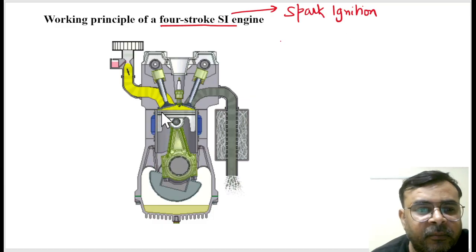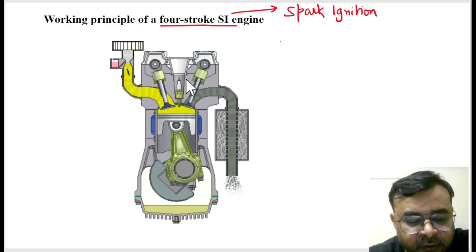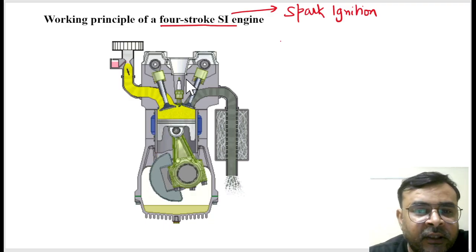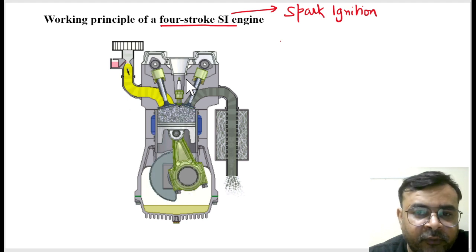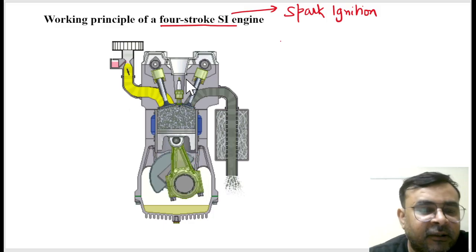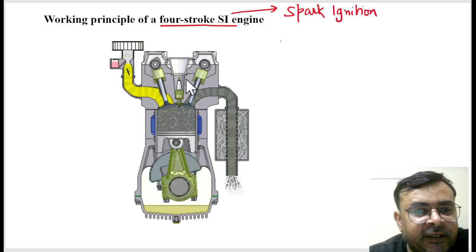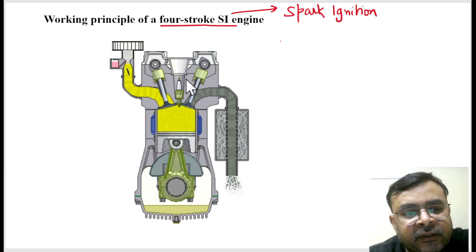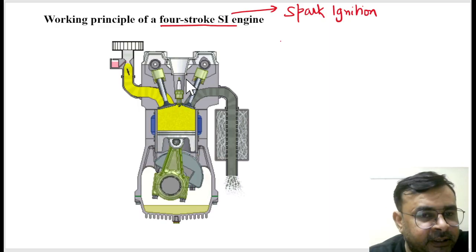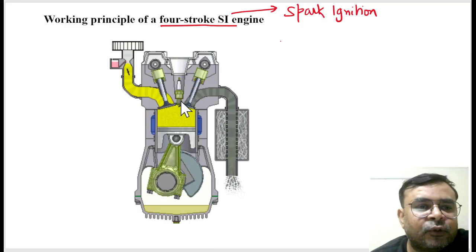Spark ignition means that for combustion of fuel we need a spark. Like when you start a gas stove, first you open the knob for the LPG gas, and then with the help of a lighter you ignite it. Then the combustion begins. Similarly, in the SI engine, when your air fuel mixture is compressed, you provide a spark so that combustion takes place. Is it right? So you can see that this is the working principle of this four-stroke engine.